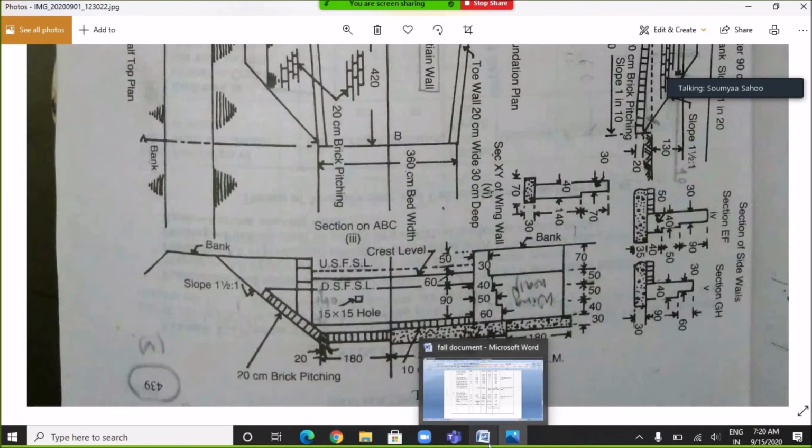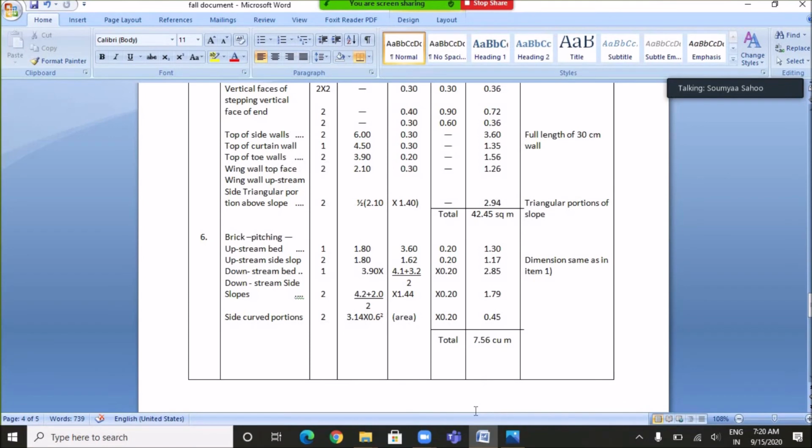And if we calculate for the cement pointing work, then we have to consider the total area of that triangular portion. So the area will be half into 2.1, which is the base length of the triangular portion, multiplied with the height of the triangular portion, which is nothing but 1.4 meter, and the number will be 2. So the quantity will be 2.94 square meter. And the total quantity involved in the cement pointing work will be 42.45 square meter.